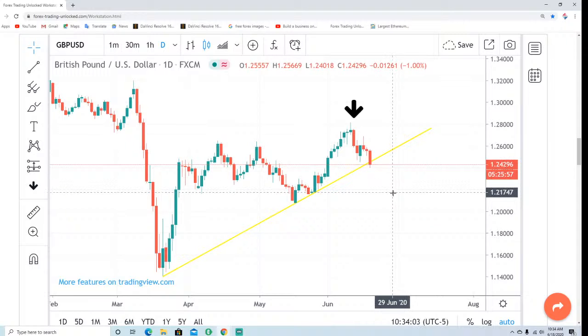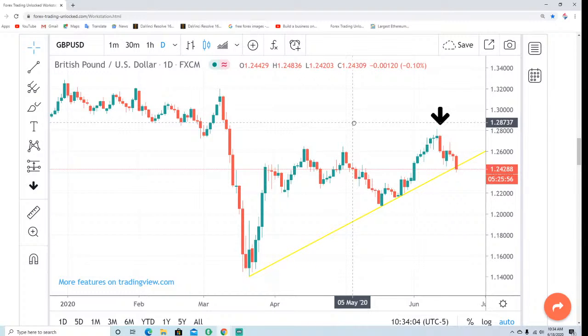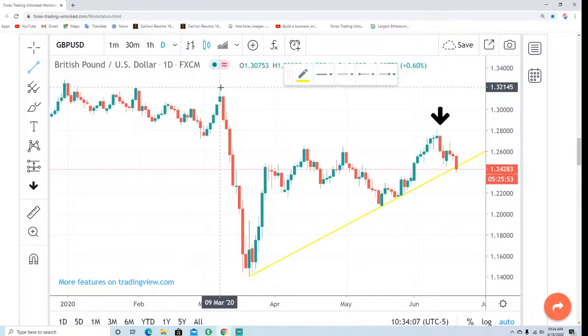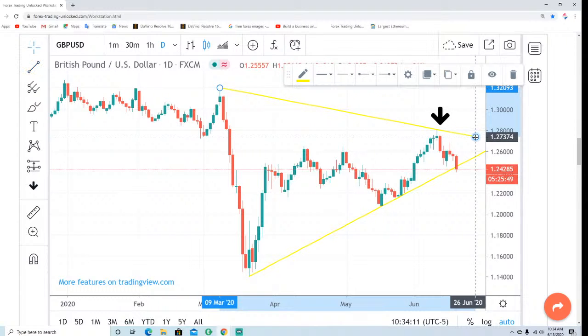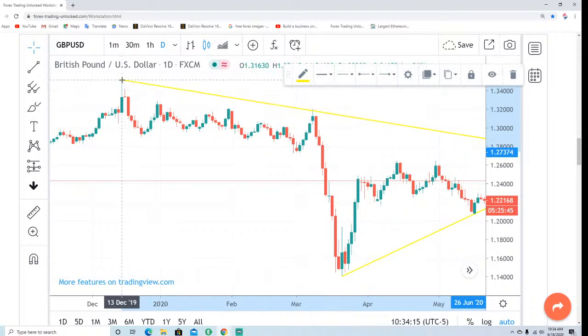So right now we will see what's going on with this. Let's see, we can put this trend line right here, from here to here. That one coming in. We could even go further back. Let's go to this. There we go.